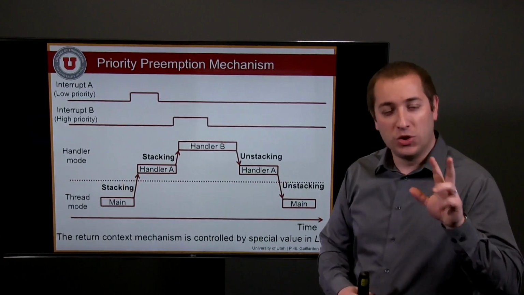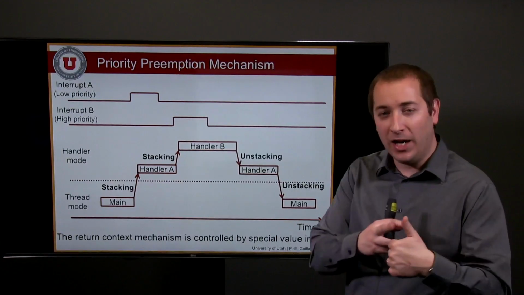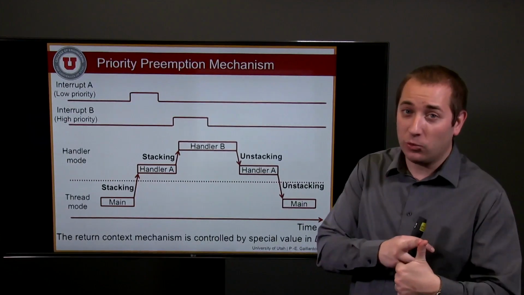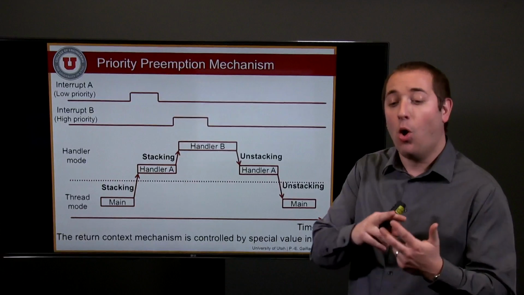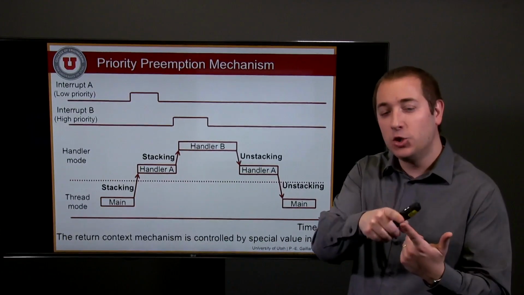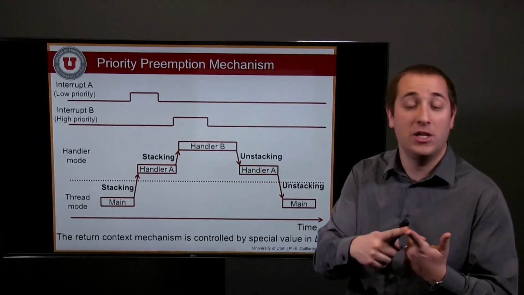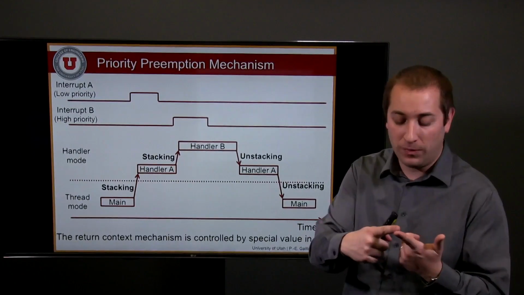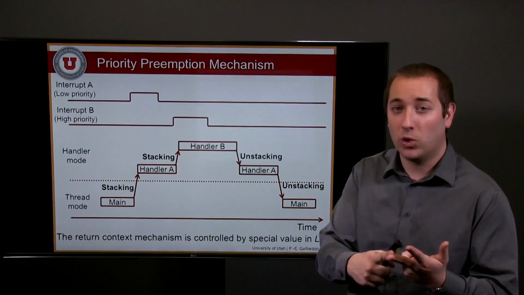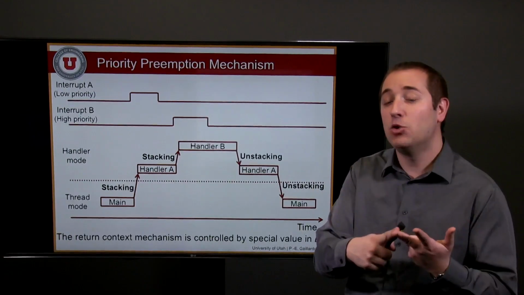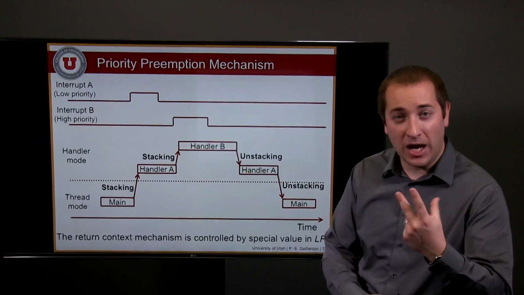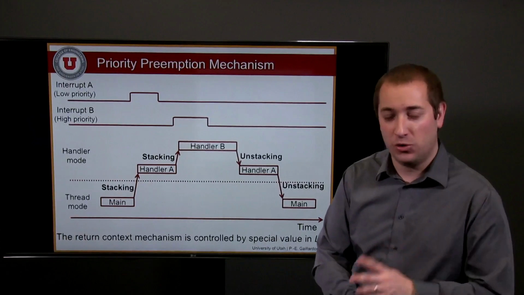So to sum up what happened with LR, I can either store the return or the link address when I will have a return from a subroutine, or contain a special code that tells me if I'm in the handler mode and need to go back into the main thread mode, I need to unstack and jump back to thread mode. Or if I am in a nested interrupt situation where I am in the handler mode and need to unstack and stay in the handler mode. So we have these three distinctions that are made in our link register.